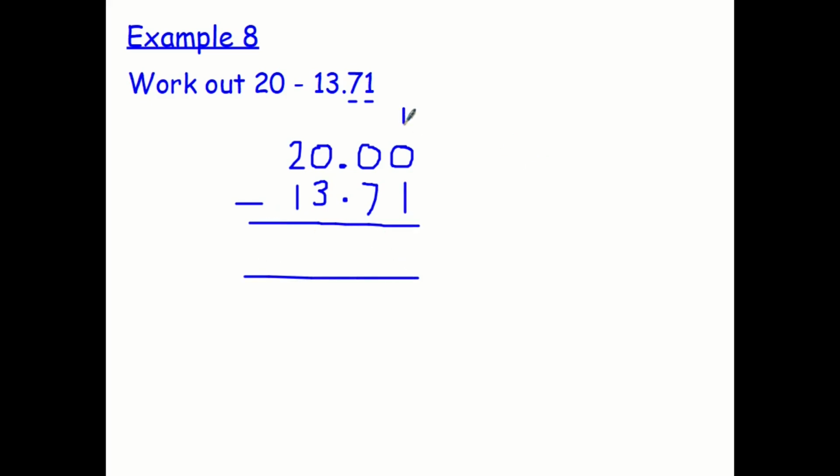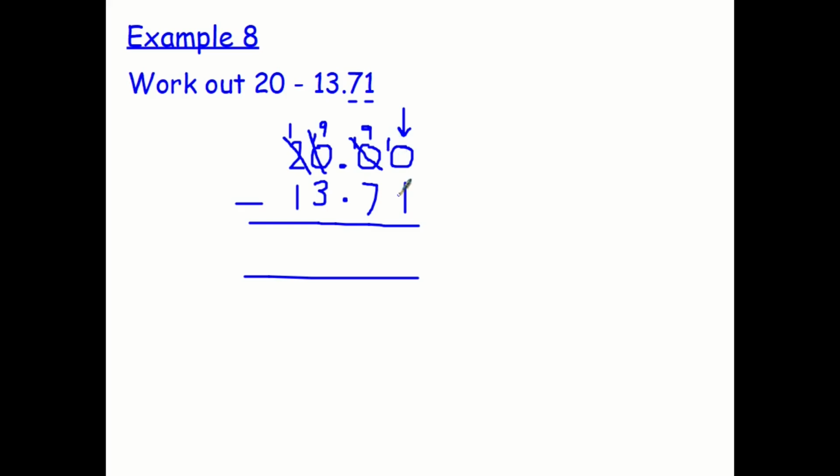Starting on the right hand side, and reading from top to bottom, 0 take away 1 I can't do, so I normally have to borrow, but I can't borrow from there, I can't borrow from there, I can borrow from here, that goes down to 1, that becomes a 10, but I don't need the 10 there, I need it here, so let's cross that out and that becomes a 9. That temporarily becomes a 10, but I don't want it there, I want it here, so that becomes a 9. And this is now where I need it.